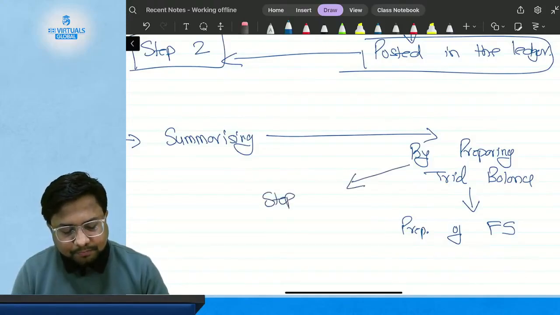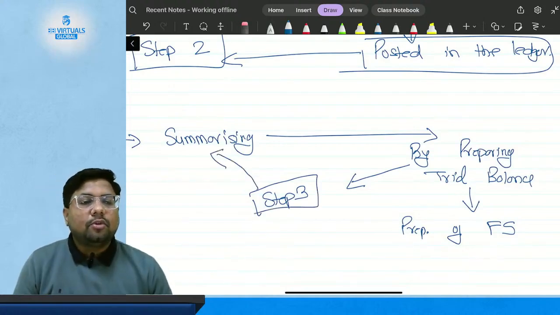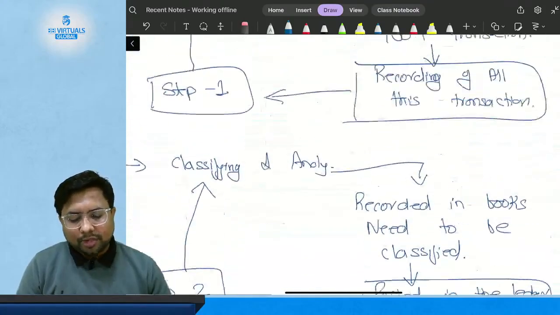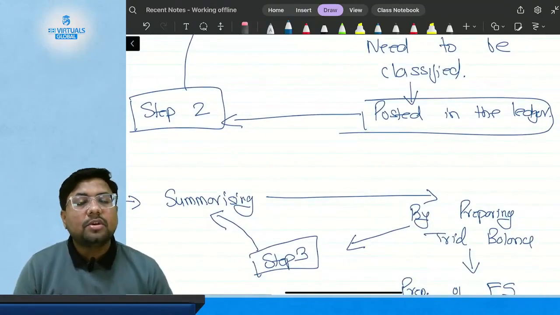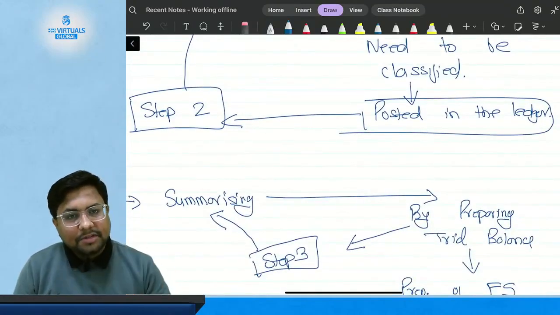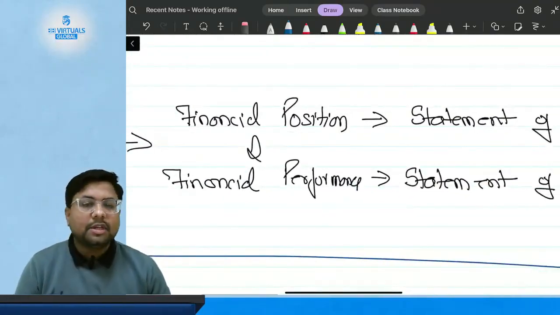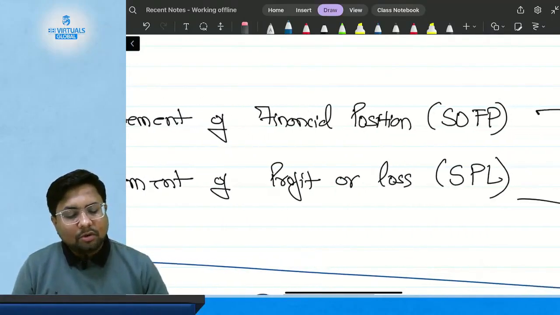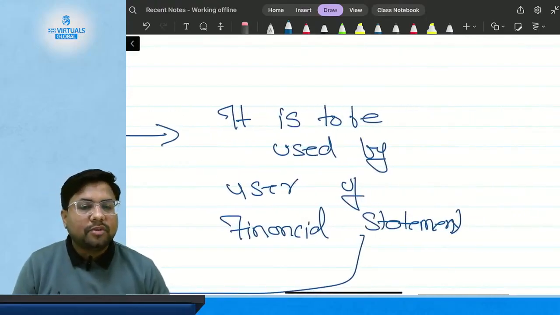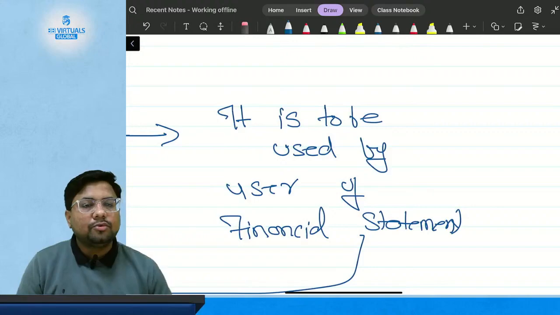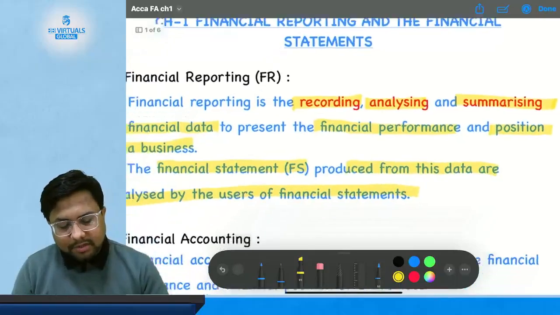So this is your step number 3. If I ask you what is financial reporting, you can say financial reporting is recording, classifying, analyzing and summarization of financial data to present in the form of financial position and financial performance, which is also called financial statements, which are ultimately going to be used by the users of financial statements. This is the meaning of financial reporting.